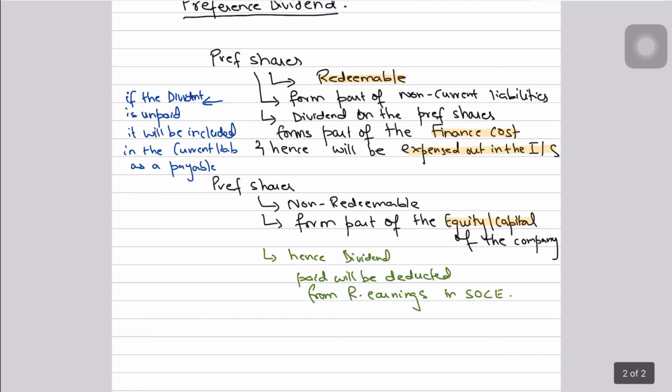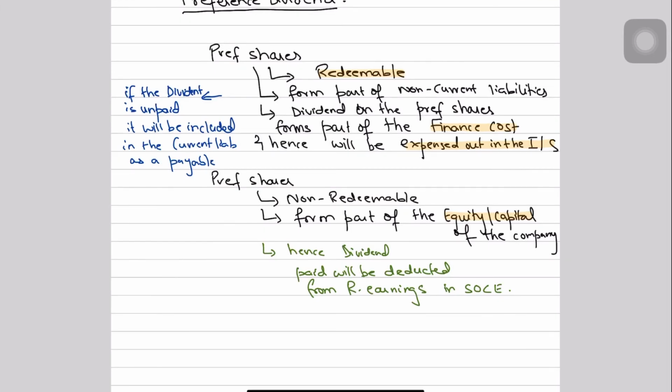So students, you must know that if the preference shares are redeemable, the dividend forms part of the finance cost, and hence it will be expensed out in the income statement. If the preference shares are non-redeemable, they will form part of capital of the company and hence the dividend that will be paid on those preference shares will be deducted in the statement of changes in equity. So students, this was it for today's video.